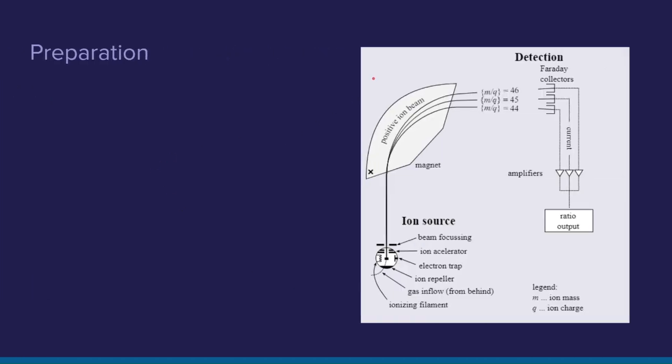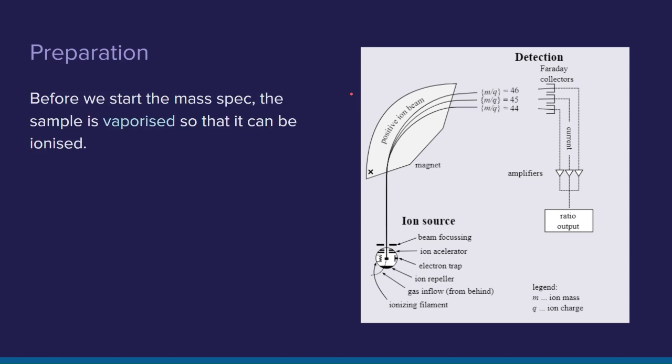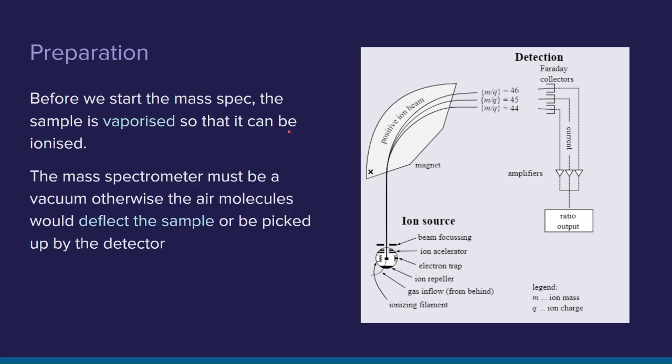So first we've got preparation. I've got a nice diagram here from Wikipedia. Before we start the mass spectrometry, the sample has to be vaporized so that it can be ionized, because obviously if you don't vaporize it, you can't ionize it because there's still things in between, you can't access the electron shells. The mass spectrometer must also be in a vacuum, otherwise the air molecules would deflect the sample. Since it's all gas, they will be knocking each other around, wouldn't be able to get through, would they? And they could also be picked up by the detector.